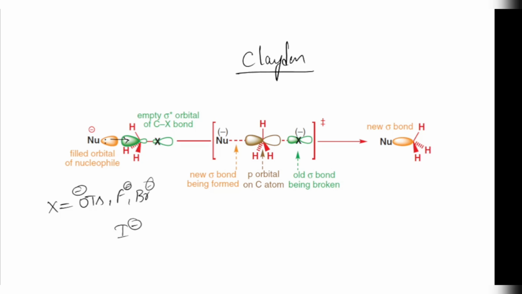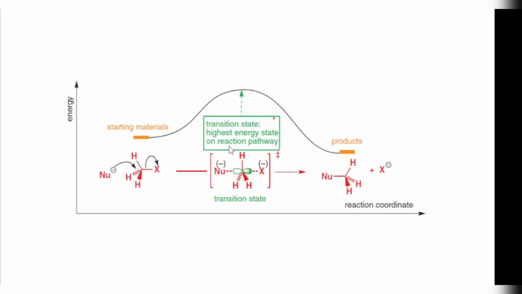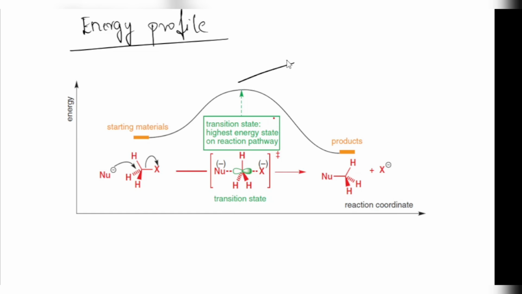Then we'll move on to the energy profile diagram. When we plot a graph of energy versus reaction coordinate or reaction pathway, we get only one transition state, transition state 1. Whereas in the SN1 reaction, we get 2 transition states with 1 intermediate. Here we cannot observe any intermediate, only the transition state, which is the higher energy state.